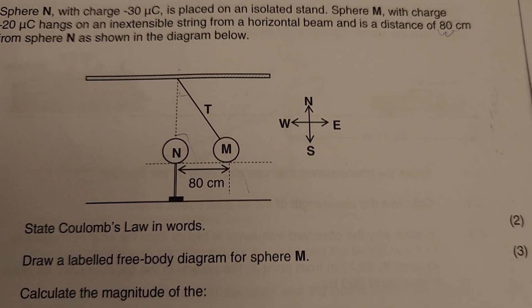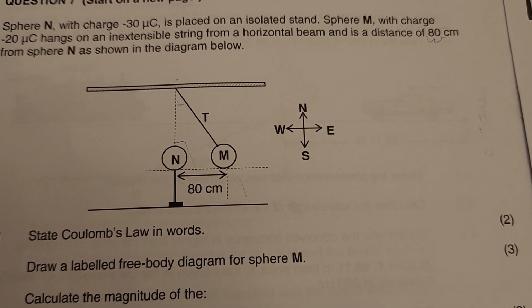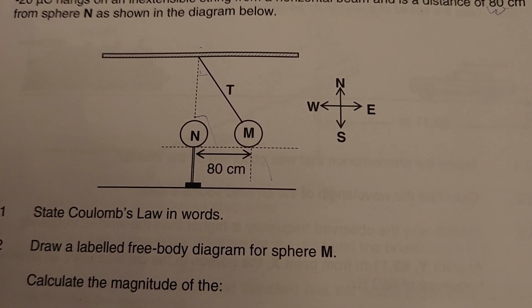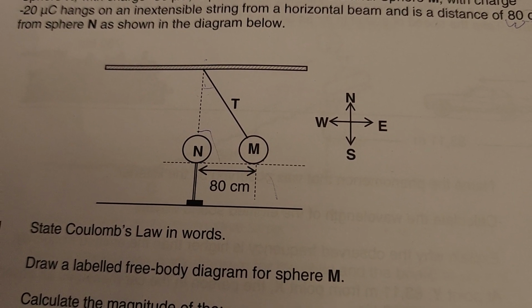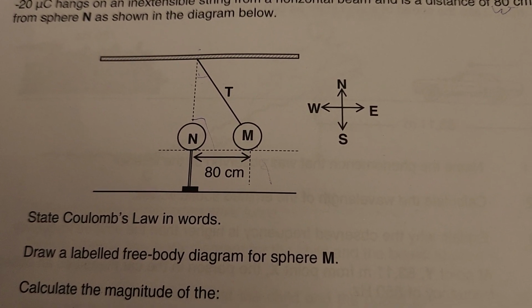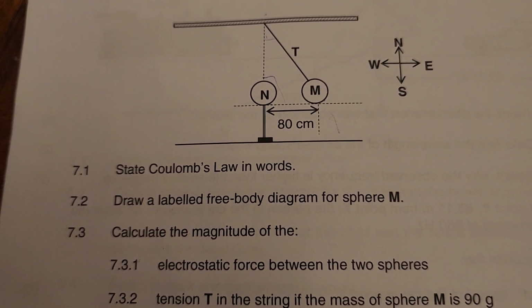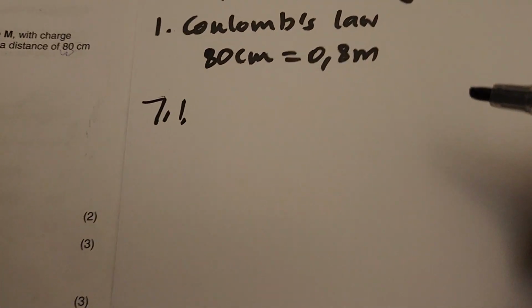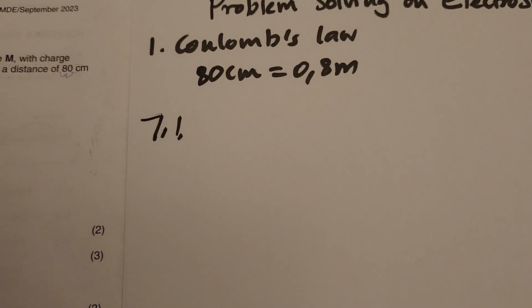Now moving forward, they say it's 80 centimeters from sphere N, as shown in the diagram below. You can see from the diagram we are given the compass direction, to show that north is up, west is on the left, and east is on the right. The first question, 7.1, says state Coulomb's law in words. This first part will be dealing with Coulomb's law, so we are stating the law.